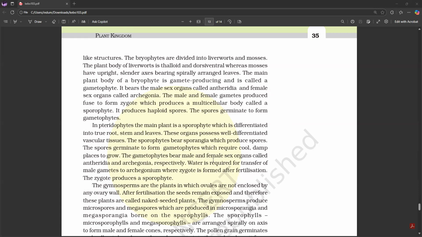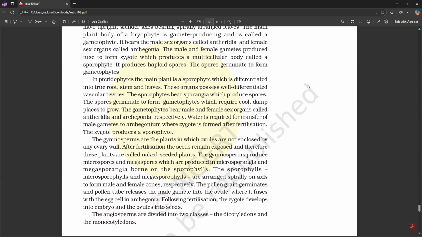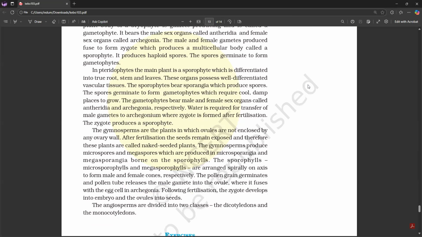In pteridophytes, the main plant body is a sporophyte which is differentiated into true root, stem, and leaves. These organs possess well-differentiated vascular tissues. The sporophytes bear sporangia which produce spores. The spores germinate to form gametophytes which require cool, damp places to grow. The gametophytes bear male and female sex organs called antheridia and archegonia respectively. Water is required for transfer of male gametes to archegonium, where zygote is formed after fertilization. The zygote produces a sporophyte.